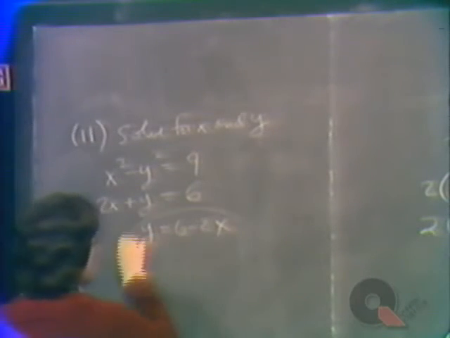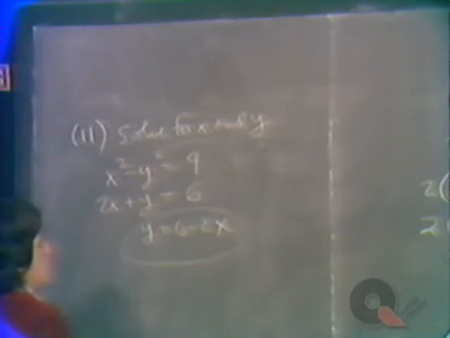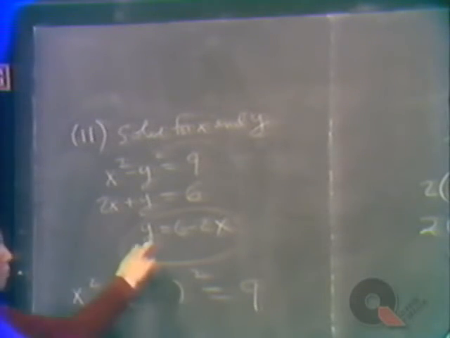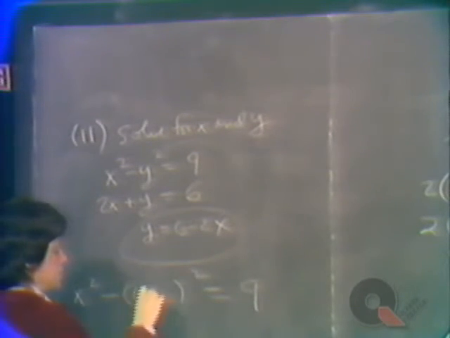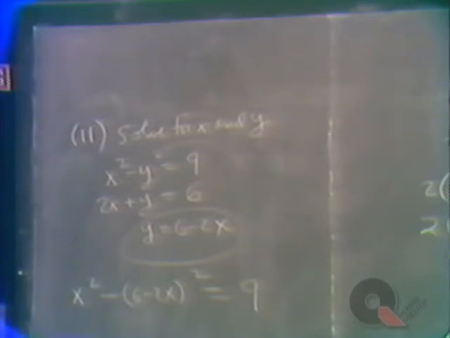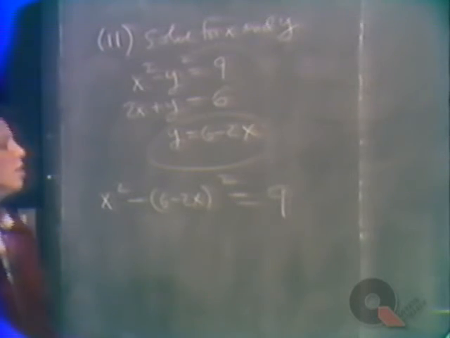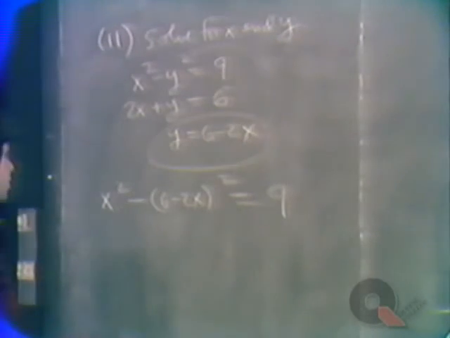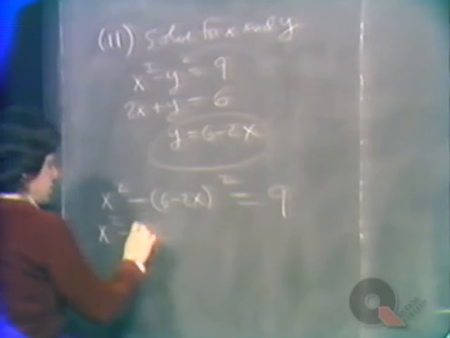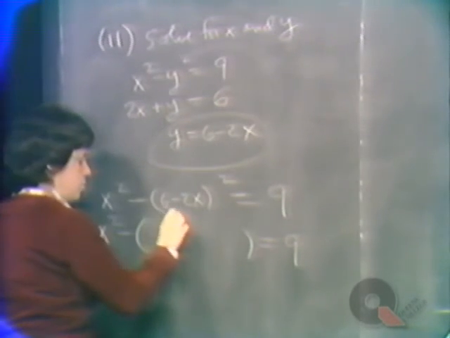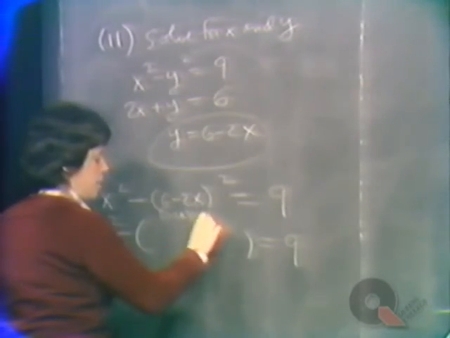Having done that, I'm going to substitute that value into the first equation, x squared minus y squared equals 9. I'm now going to write for y what I found it to be equal to, 6 minus 2x. So x squared minus, in parentheses, 6 minus 2x squared equals 9. Now this means 6 minus 2x times 6 minus 2x.